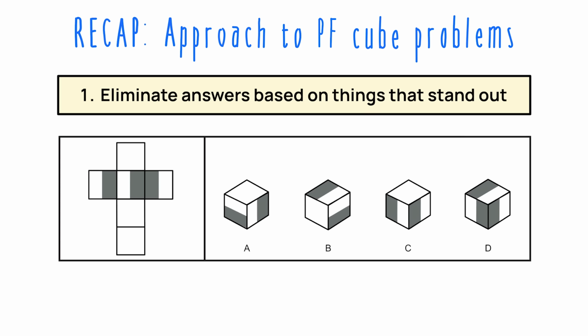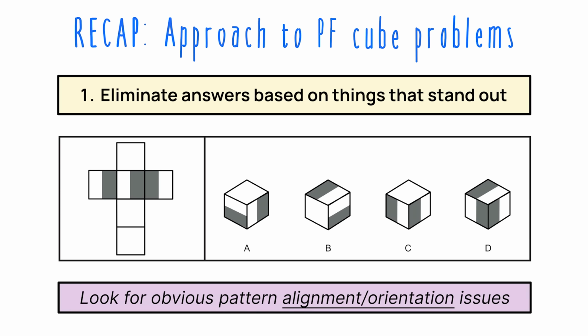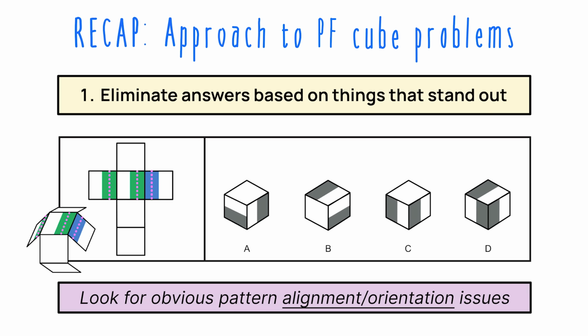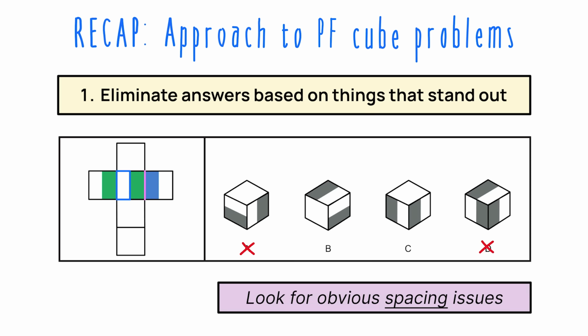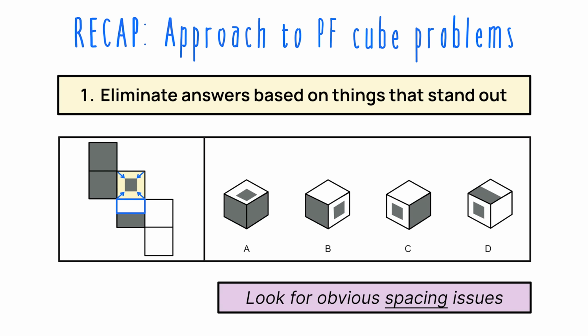This could be looking for clear and obvious pattern orientations. For instance, seeing that all of these shaded rectangles are parallel, and eliminating answers quickly based on that. Or looking at the spacing between these rectangles, and eliminating answer choices based on that.